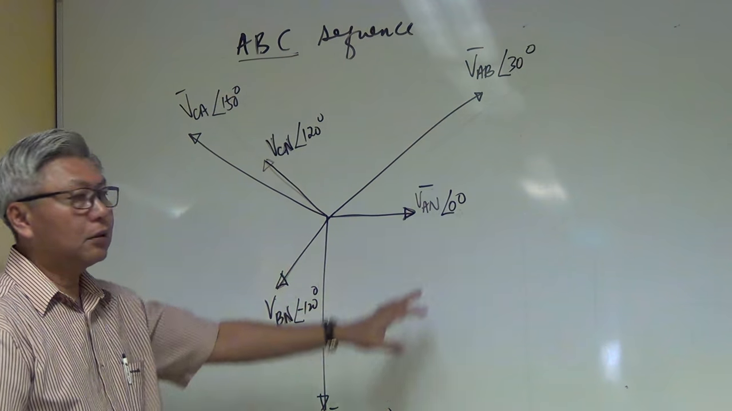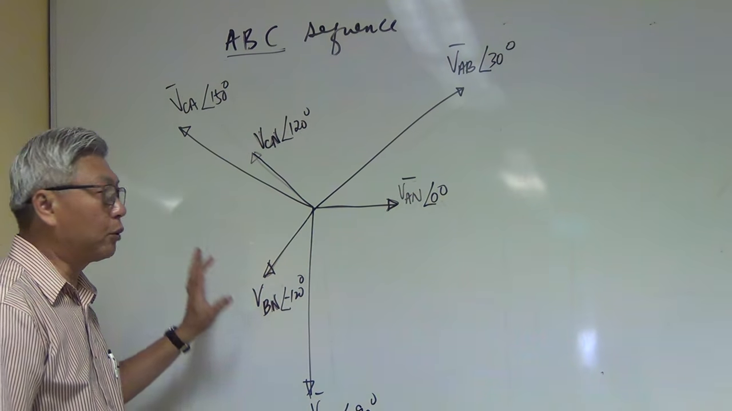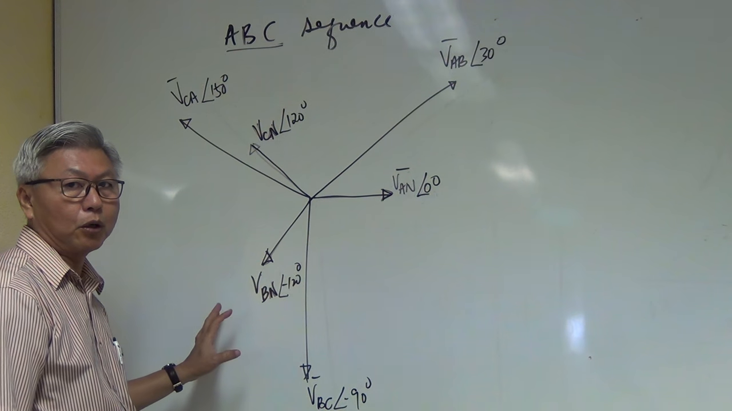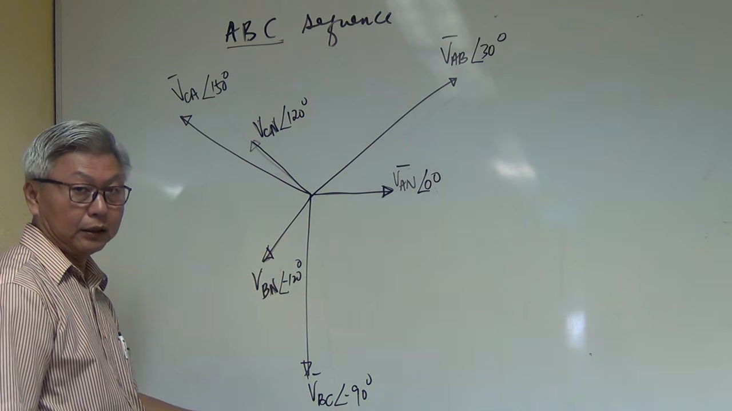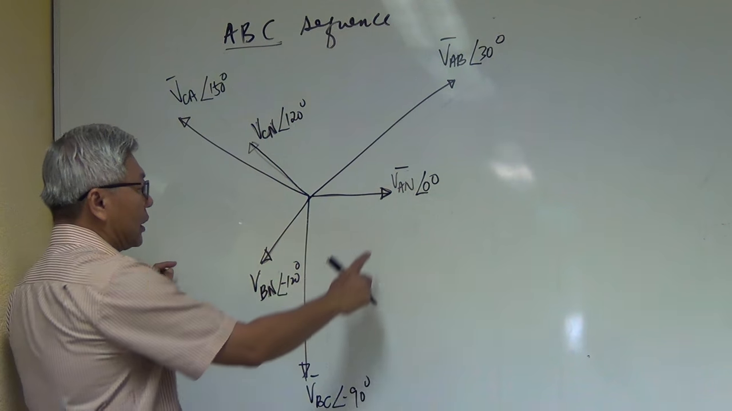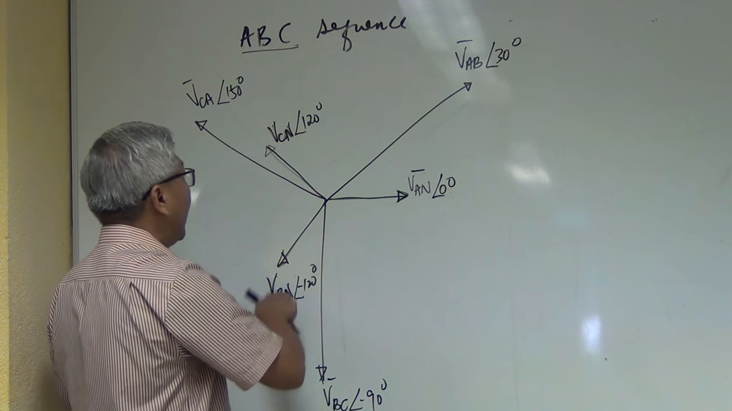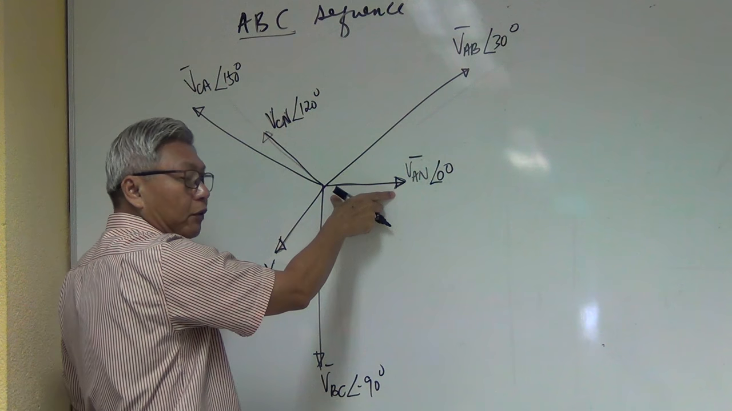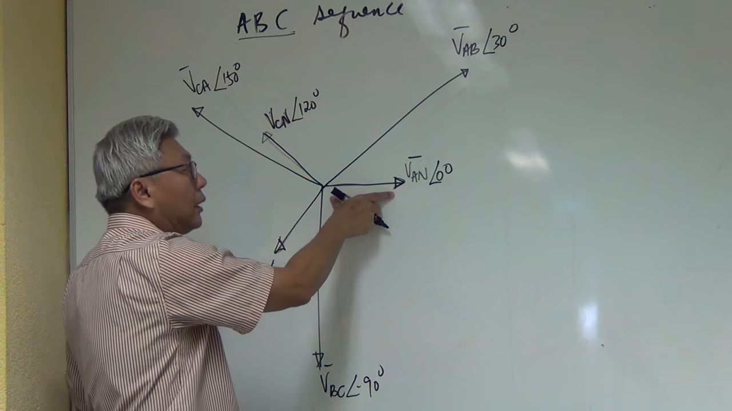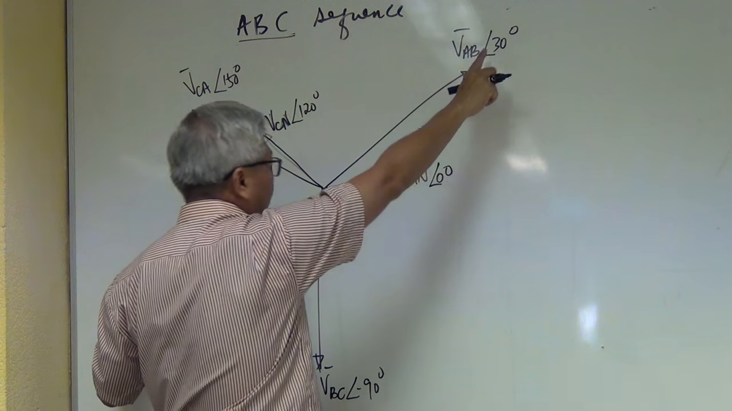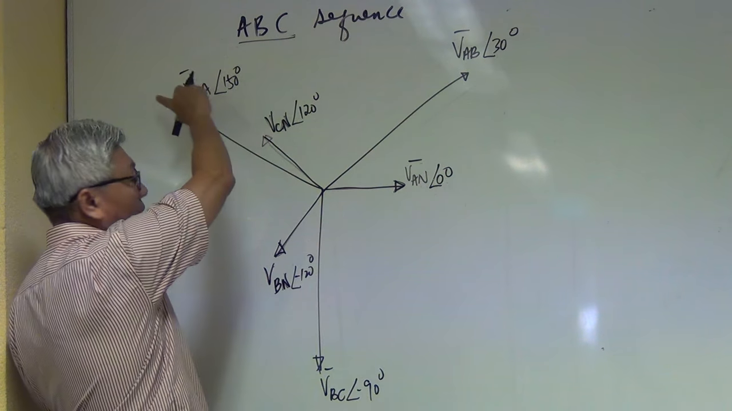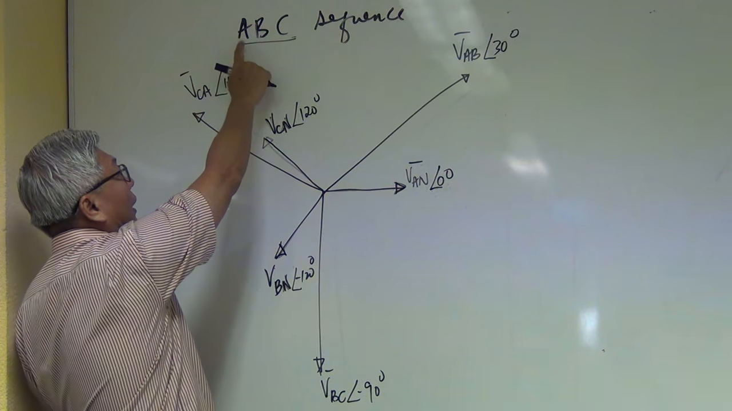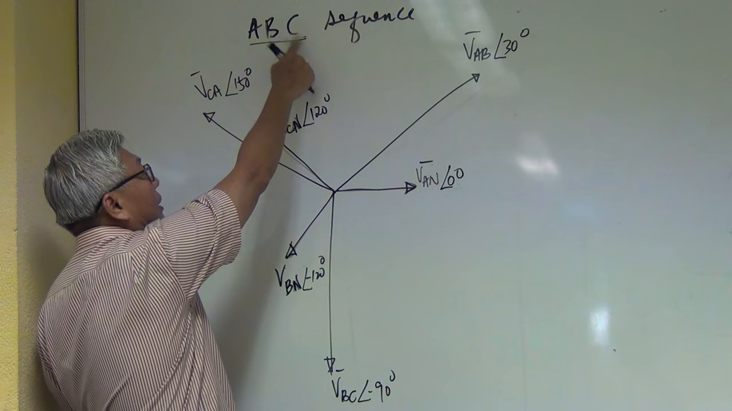If you can recall this ABC sequence, you really have to be able to reproduce this phasor diagram on your own with the phasor angle, right? So it's ABC, so it's VAN, VBN, VCN. These are the short ones, we call them the phase voltage. Then we have the long ones, VAB, VBC, and VCA. Now how to remember is like that, AB, BC, CA, right?